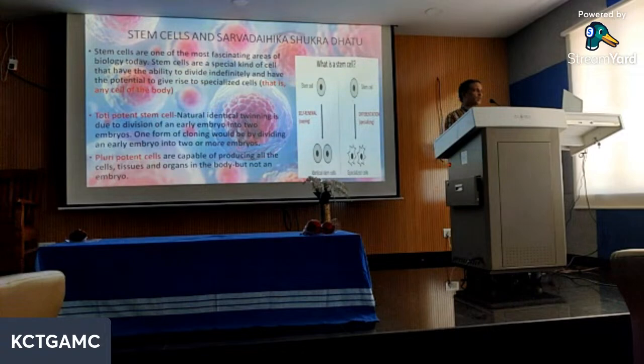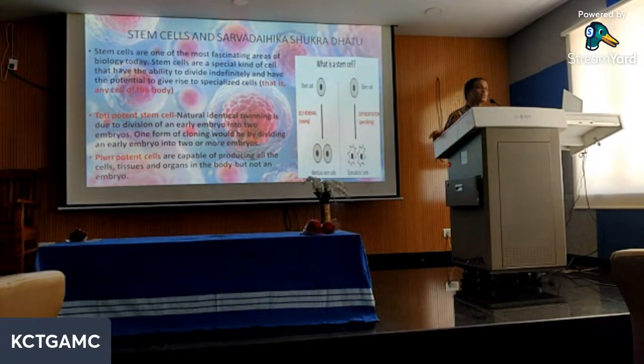Stem cells and Sarvadehika Shukra Dhatu. These stem cells are very special characterized cells. When a person is having a crisis, they can start working for spermatozoa. Patient gets a scrotal tumor. See, undescended testis, if it is not corrected by orchidopexy surgery, or if the patient is leaving undescended testis in the abdominal wall itself, they convert into scrotal cancer.